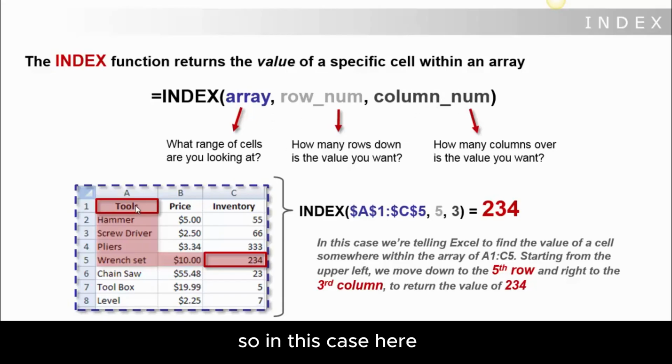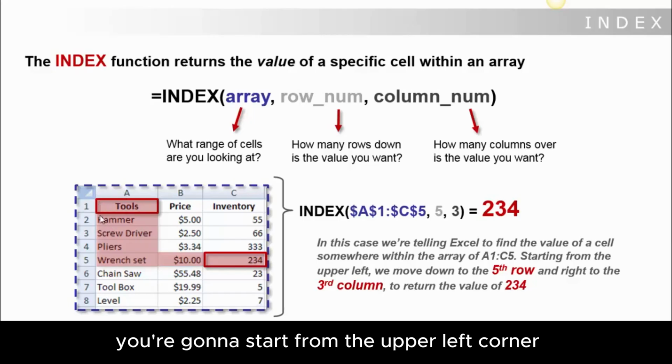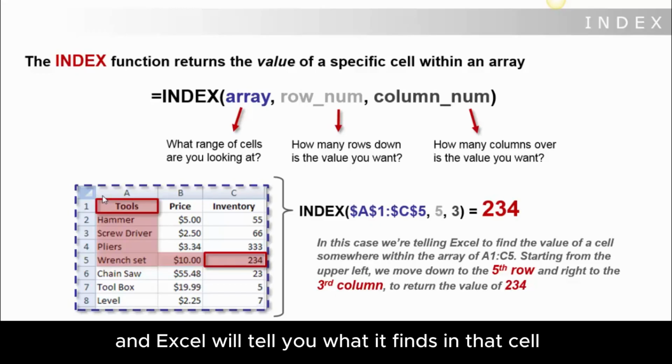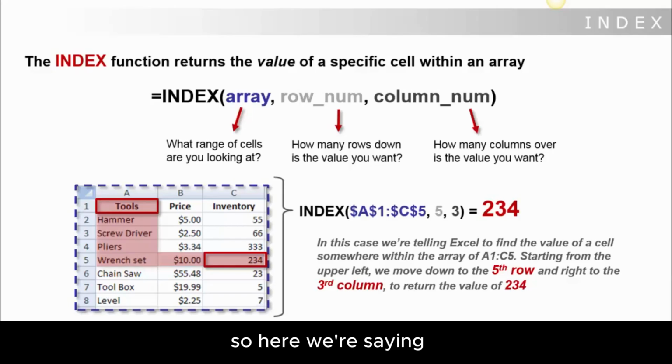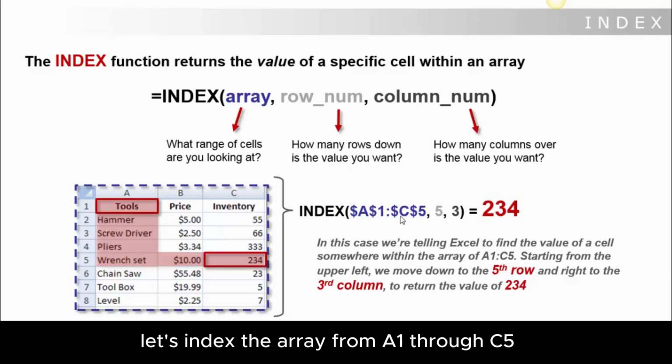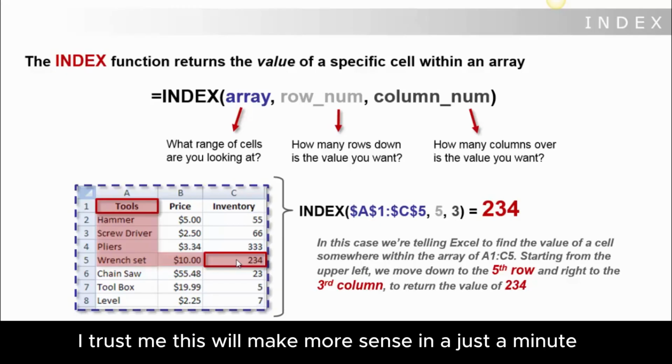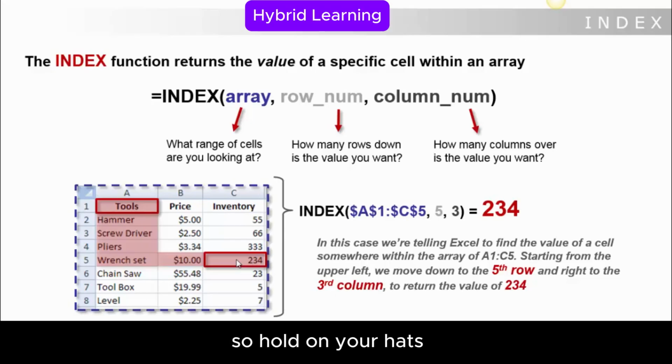So in this case here, you're going to start from the upper left corner of whatever array you specify, and then move down to the row number and over to the column number. And Excel will tell you what it finds in that cell. So here we're saying, let's index the array from A1 through C5. Let's move down to the 5th row and move over to the 3rd column. And when you do that, it returns 234 because that's the value that it found on the cell that it landed on. So again, very, very simple. Trust me, this will make more sense in just a minute. So hold on to your hats.